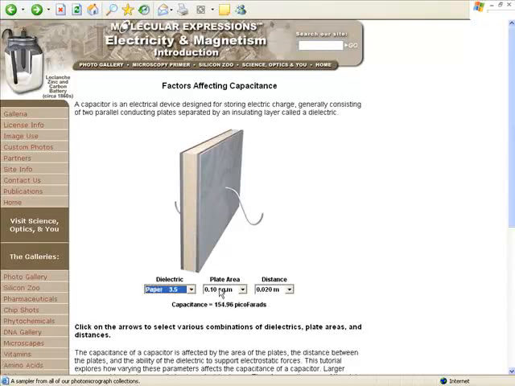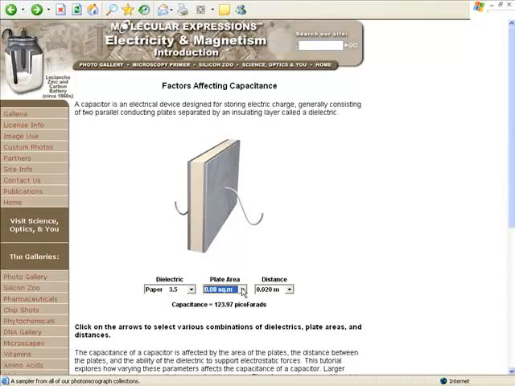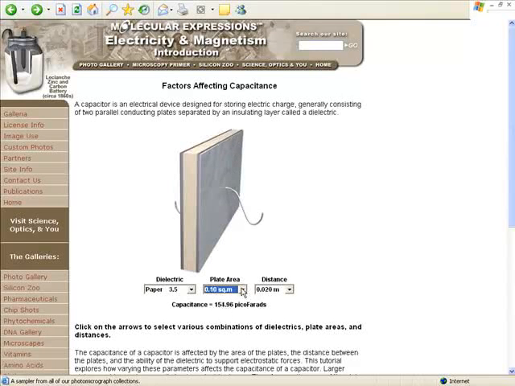Now let's change the plate area. So notice the plate area now is very large. Let's go in and change that. I'm going to take it down to the smallest I can take, which is 0.02 square meters. And now notice the value of capacitance is 30.99. And as this goes up, notice it jumped to 61 and then to 123 and finally to 154. So again, the plate area is directly proportional to the capacitance.